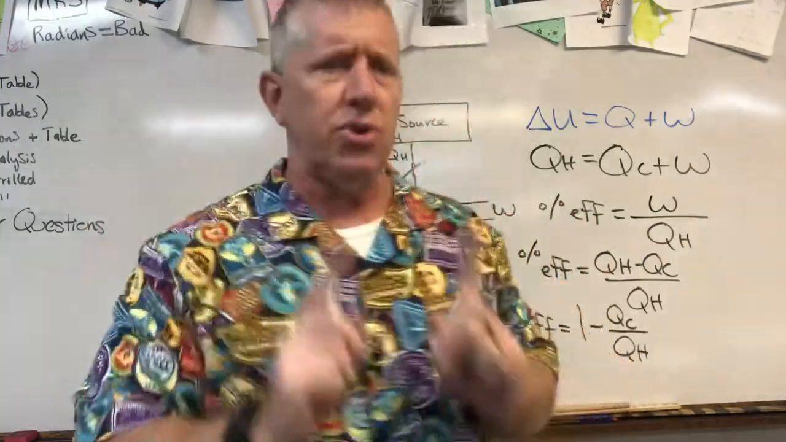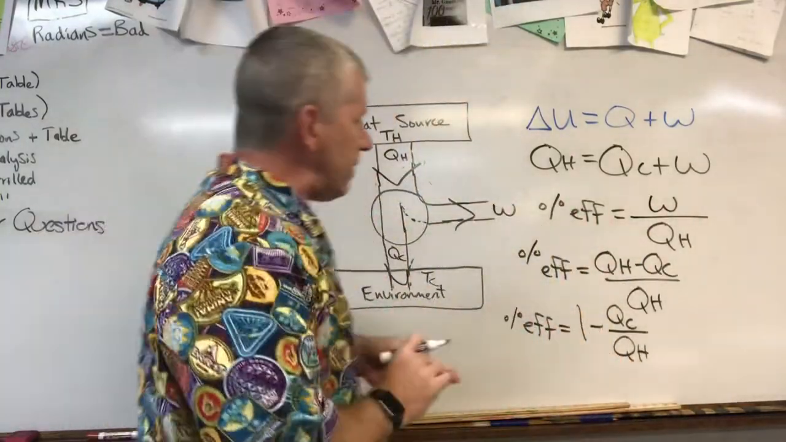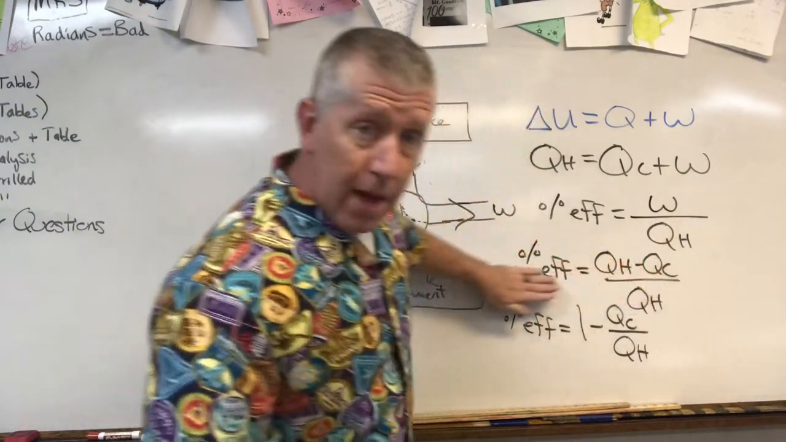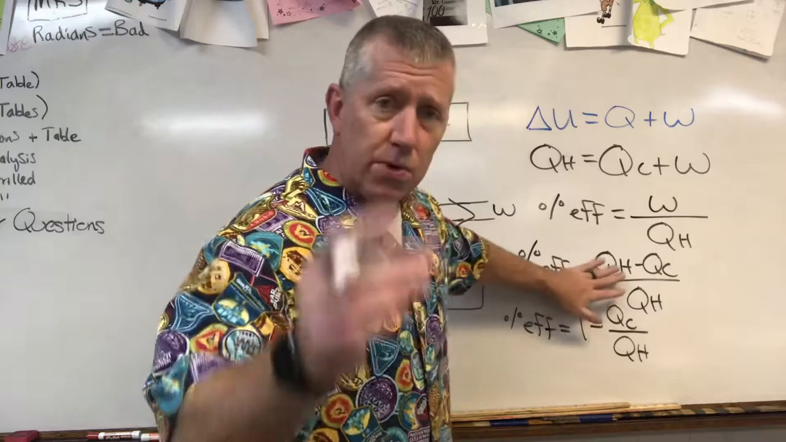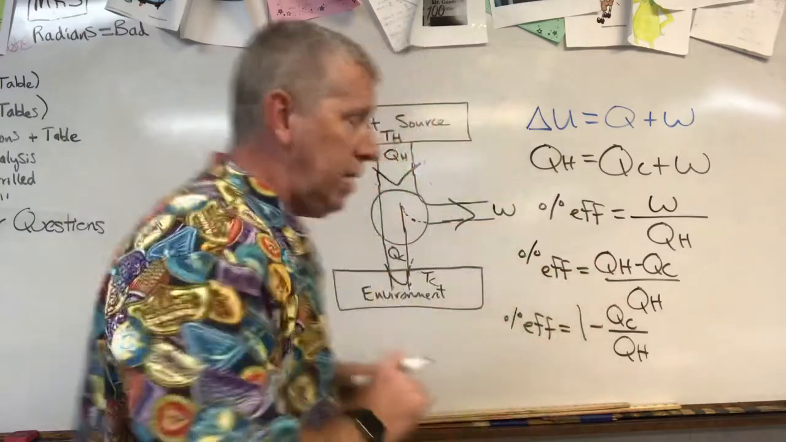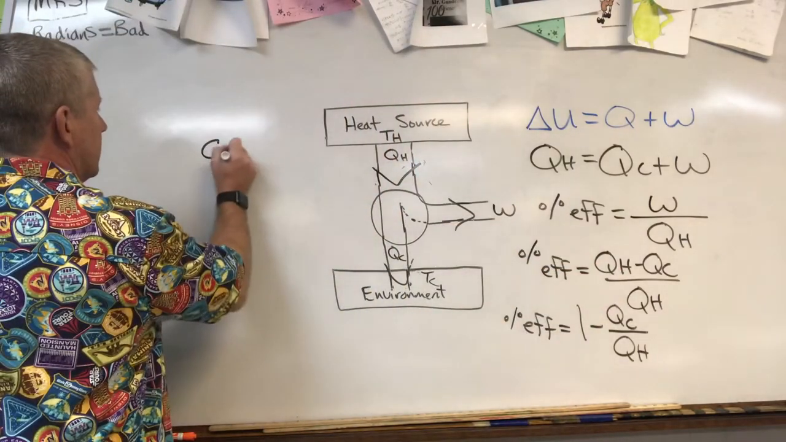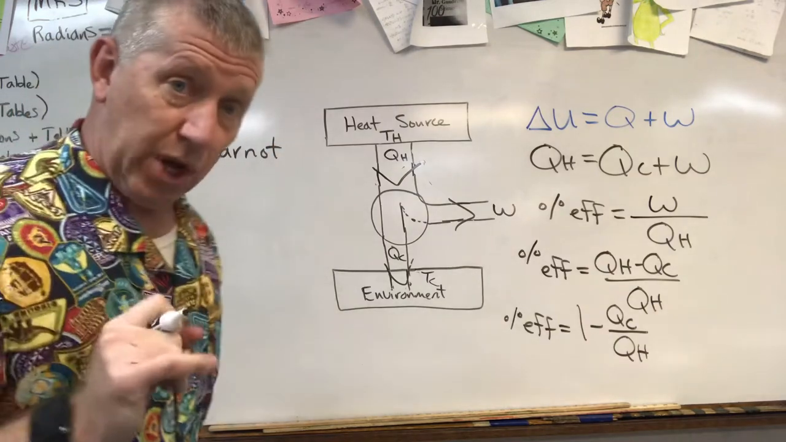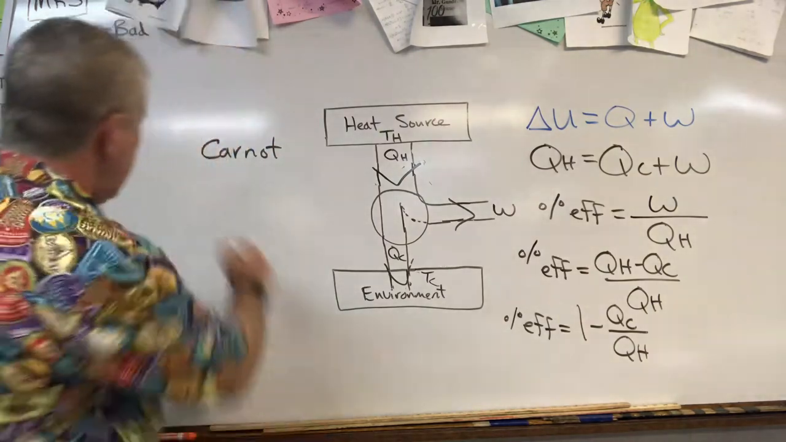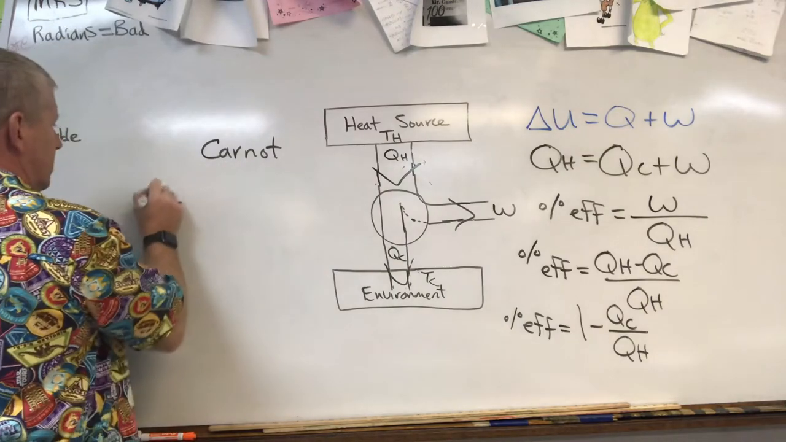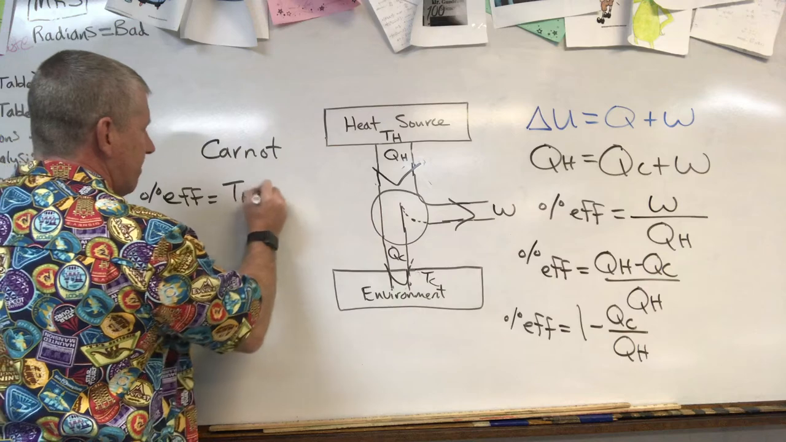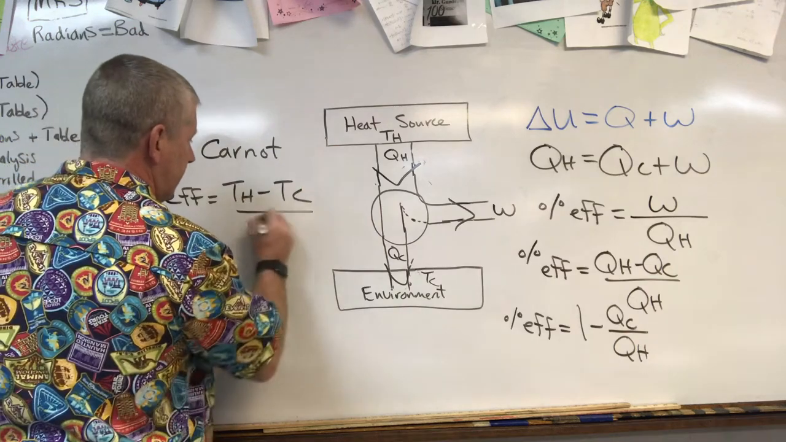He came up with this equation that's very similar to this form of it right here, except it doesn't use heat, it uses temperatures. So the Carnot, spelled C-A-R-N-O-T, it's French, so sophisticated, percent efficiency is equal to TH minus TC divided by TH.